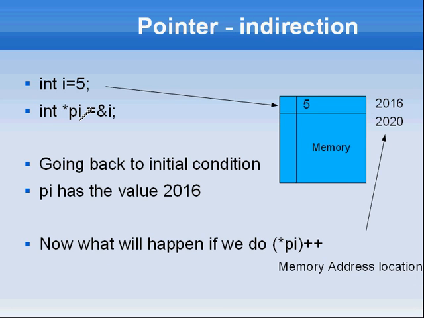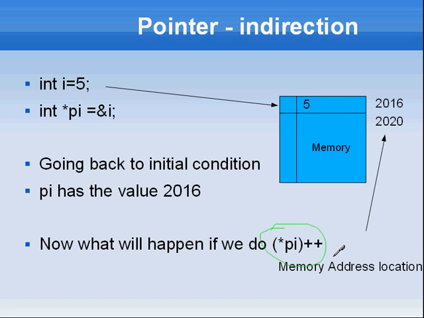Now going back to the initial condition, where we had declared int i equal to 5 and int star pi equal to ampersand of i, the address of i, pi has a value of 2016. Now what happens if we do star pi plus plus like this? This is a pointer indirection. When you say star pi, it means the value that is pointed to by pi. That's the first thing that will be executed, given the precedence. That value will be incremented by 1.